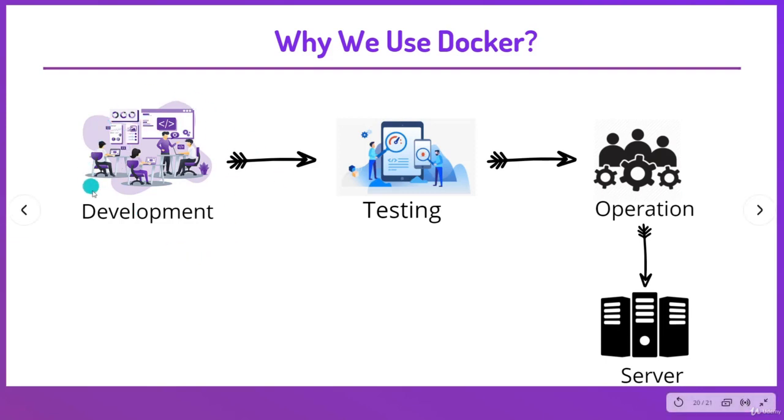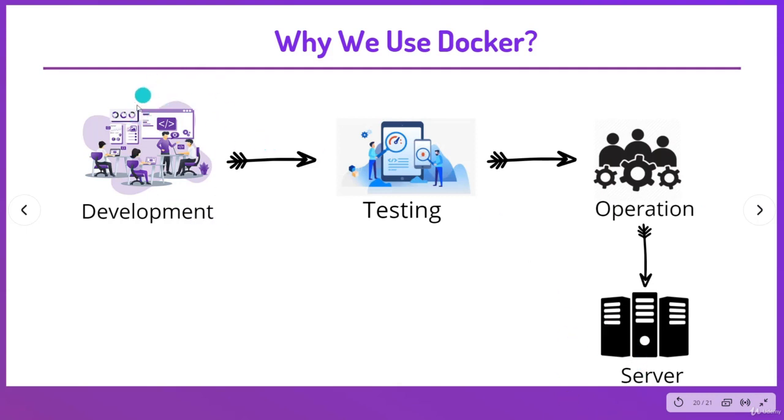First, we have our development team. Second is our testing team. Third one is our operation team, and finally we have a server to deploy our application. So globally, our customer will access our application. So in this case, we have four things. First is our development, second is testing, third one is operation, and fourth one is our server.